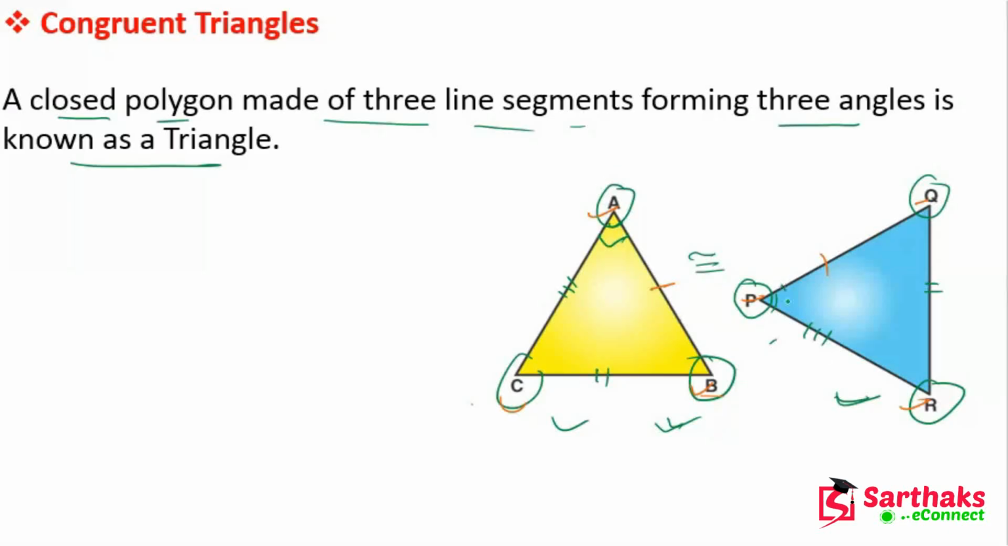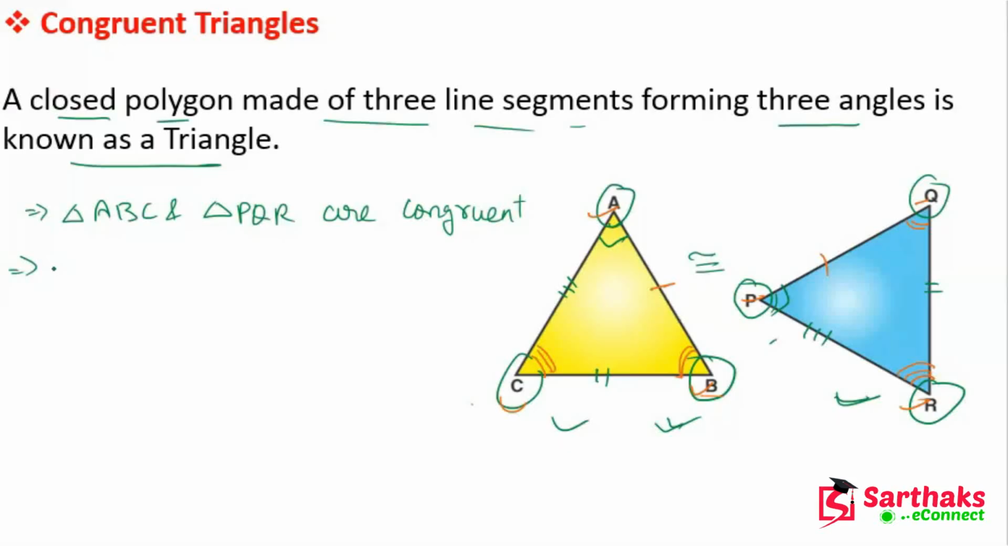Angle A is equal to angle P. Angle B is equal to angle Q. Angle C is equal to angle R. So I hope you understand these things. So here we can write that triangle ABC and triangle PQR are congruent.